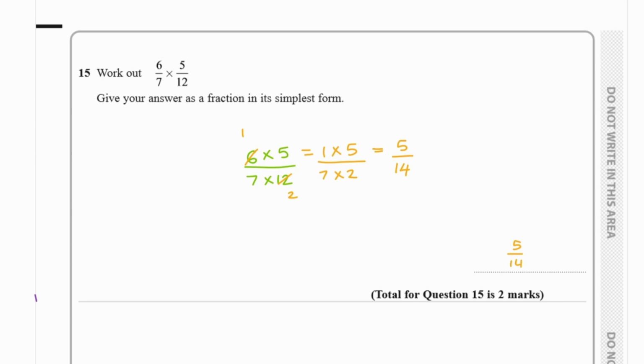This was a 2-mark question, and the first mark would be given for correctly multiplying and simplifying the fraction, and the second mark for getting a correct final answer of 5 over 14.